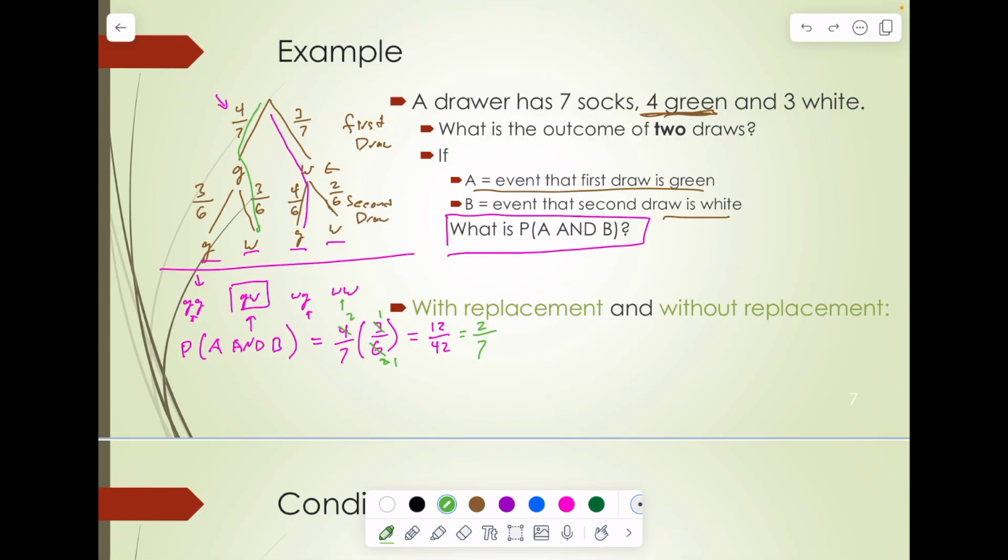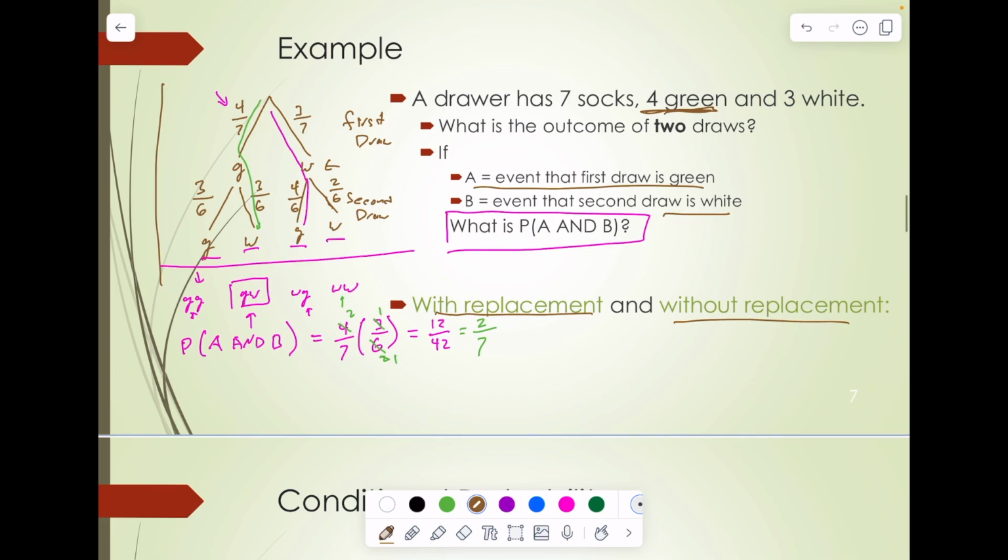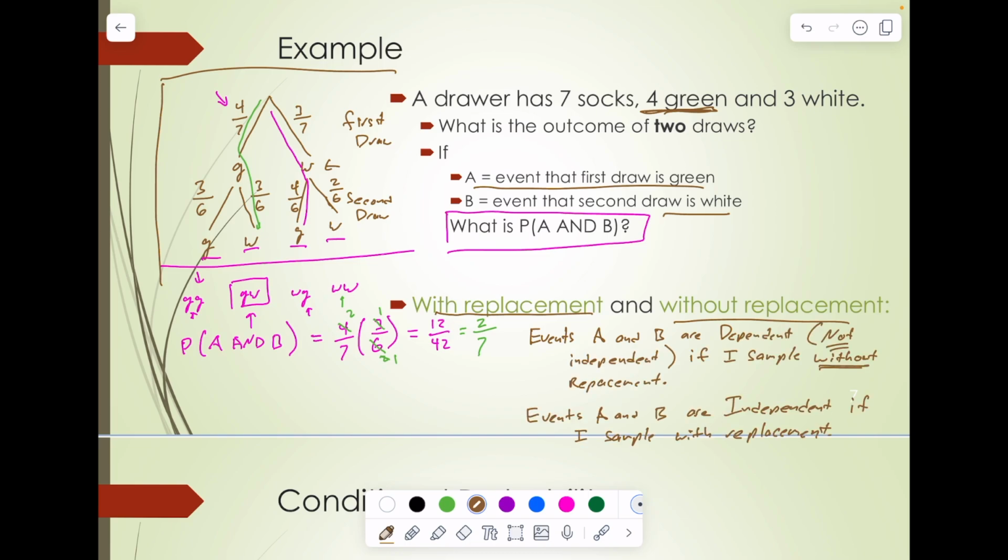Now I need to talk about the difference between with replacement and without replacement. This experiment here was done without replacement. I did not put the sock from the first draw back. And so these probabilities right here were different because it depended what that first draw was. So A and B are not independent if I do it without replacement. However, they are independent if I sample with replacement.